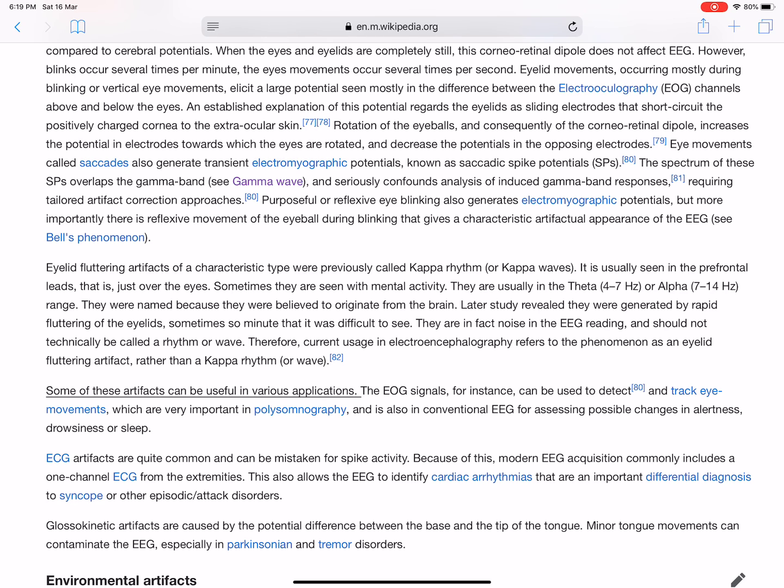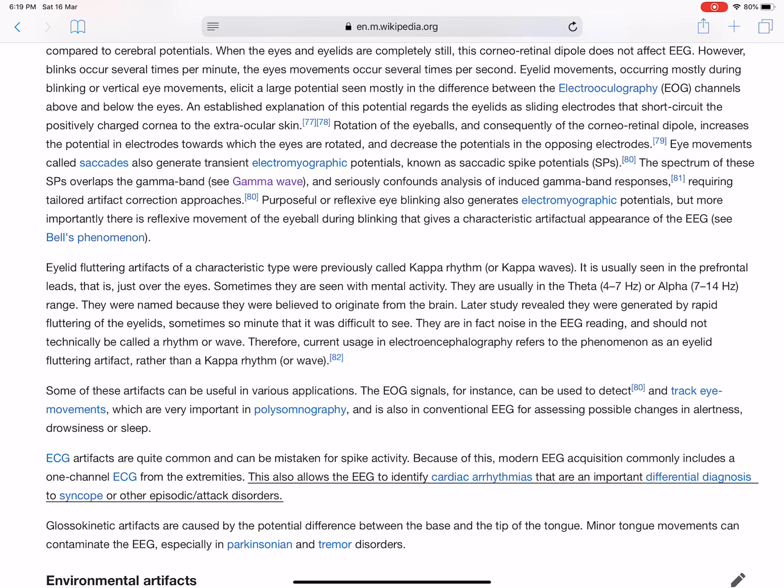VOG signals, for instance, can be used to detect and track eye movements, which are very important in polysomnography, and is also in conventional EEG for assessing possible changes in alertness, drowsiness or sleep. ECG artifacts are quite common and can be mistaken for spike activity. Because of this, modern EEG acquisition commonly includes a one-channel ECG from the extremities. This also allows the EEG to identify cardiac arrhythmias that are an important differential diagnosis to syncope or other episodic attack disorders.